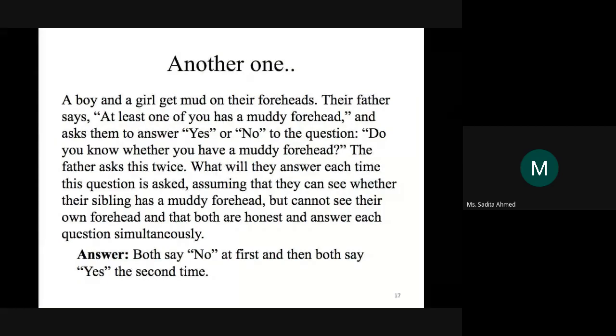At least one has a muddy forehead. That condition is satisfied because she has a muddy forehead. So at least one does have a muddy forehead. That is true. She has a muddy forehead. I can see it. It makes the statement true. So the condition is satisfied.